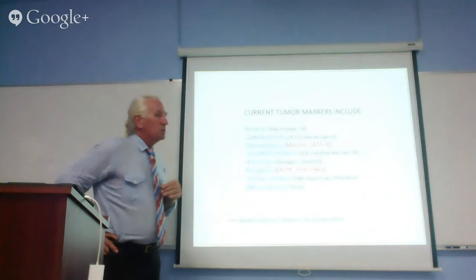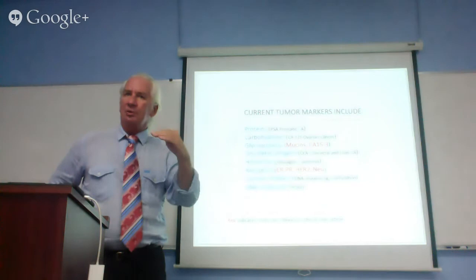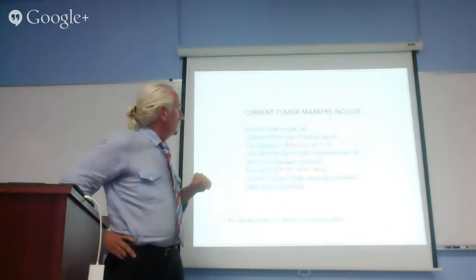Glycoproteins, that's our marker. That's a mucin. This is the CA15-3. That refers to an assay of an antibody. This name is not really the name of the mucin. It's the assay you use to look at the mucin. Oncofetal antigens. So there's a cancer antigen for colorectal, and a cancer antigen for liver.